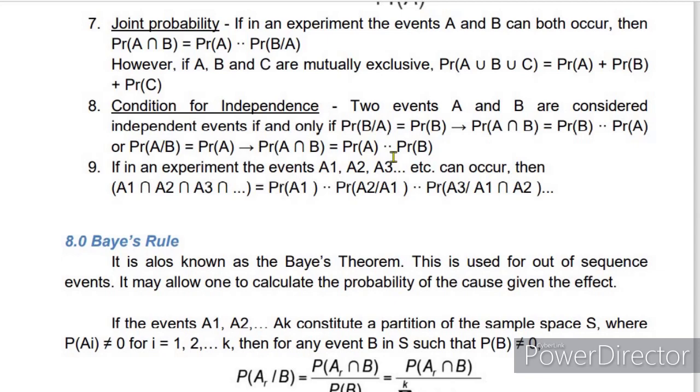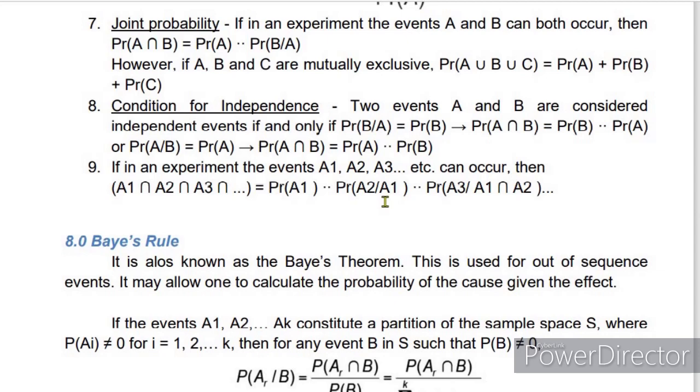So number 9, if in an experiment the events A1, A2, A3 up to etc. can occur, then A1 intersection A2 intersection A3 intersection and so on is equal to the probability of A1, multiplied, because of the two dots, by the probability of A2 given A1. So you notice that if they can occur, for the intersection between them, you will just multiply the probability of A1 with the probability of A2 given A1. Okay, so that's the format.